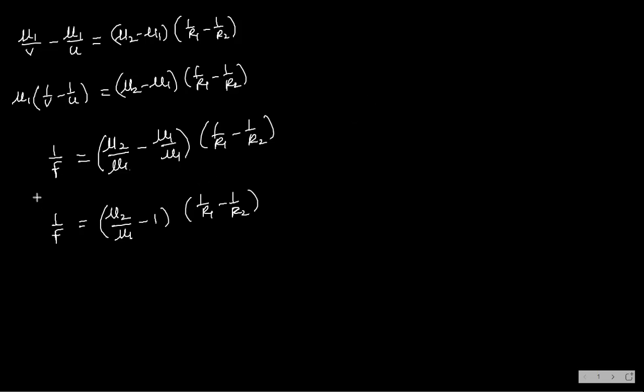Is that clear? You can keep it in a box. It is very, very important for problem solving. Very, very important, the lens maker's formula. Understand? Any doubt? Yes, clear? mu2 by mu1 minus 1 into 1 by R1 minus 1 by R2. Clear?